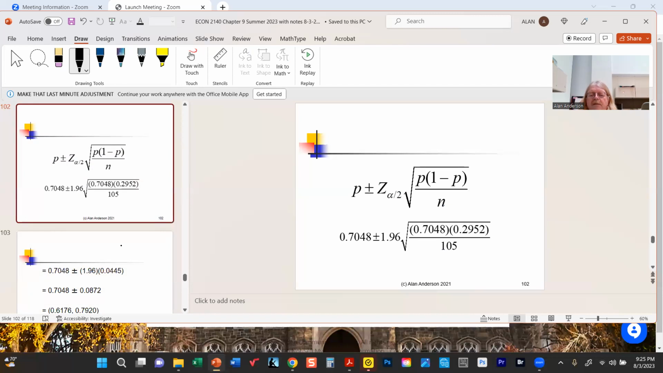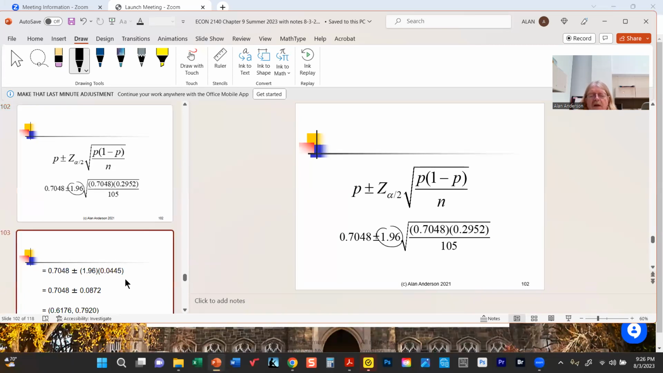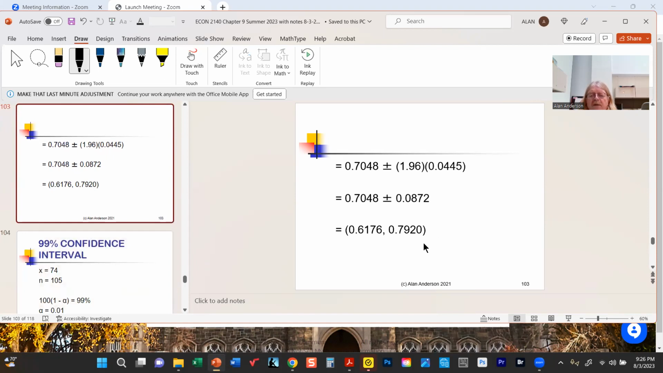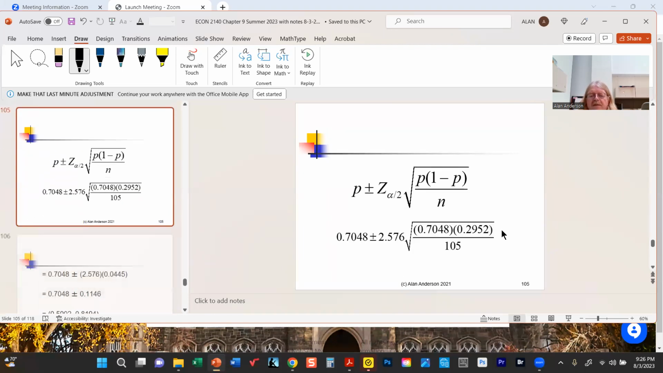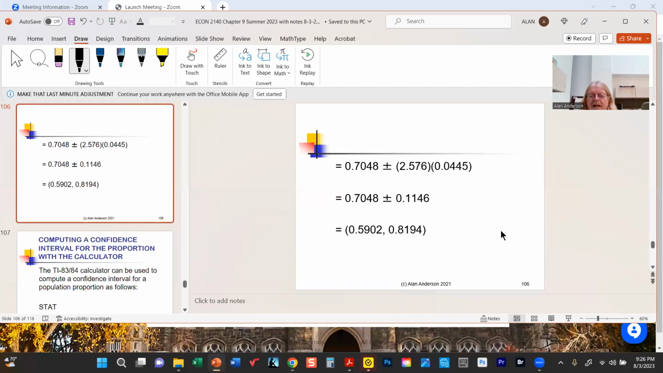Yes, there we go. And that, of course, will make the margin of error larger and the interval will be wider. How wide? Well, the new margin of error is 0.0872. And so this is our new interval. And then finally, to be 99% confident, we recall that the z-score there is 2.576. So we replace the others with that. And here's our new margin of error, giving us an even wider interval from 59.02% up to 81.94%.